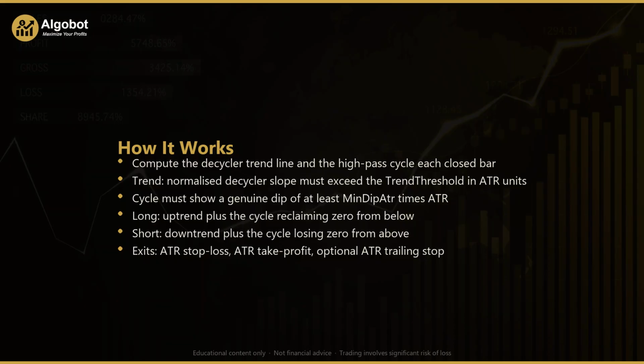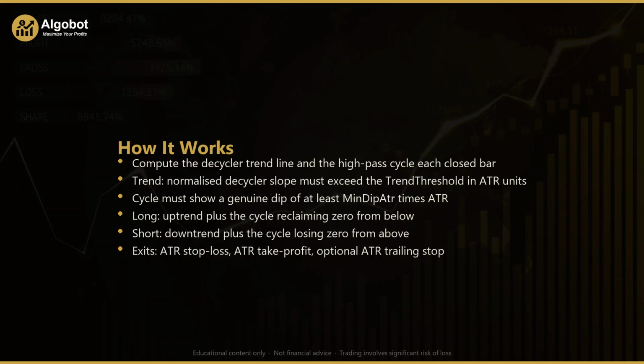Second, it inspects the cycle, which is the high-pass line swinging around zero. For a long, two things must happen. The cycle must have genuinely dipped, meaning its lowest value over the recent window reached at least MinDipAtr times ATR below zero, with a default of 0.15. That confirms price really sagged beneath the trend line rather than just wobbling. Then the cycle must cross back up through zero, which says the pullback is finished and the trend is resuming. When the uptrend, the real dip, and the upward zero cross all line up, the strategy signals a long.